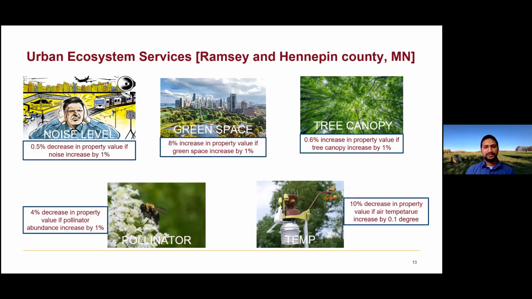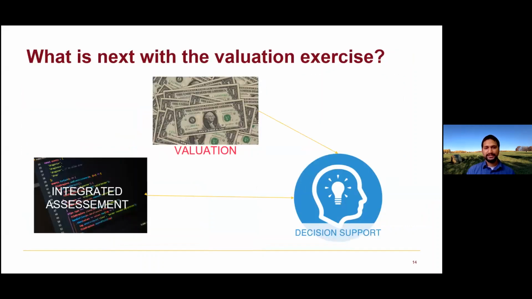So from all these results, what is our plan? What we can do with this valuation is that we already have integrated assessment. Our group does that, and we can put that valuation into this integrated assessment and provide decision support, for example, for these urban ecosystem services such as pollinators and so on. Our group worked with the InVEST team, the Natural Capital group at Stanford. We have a suite of software called InVEST.